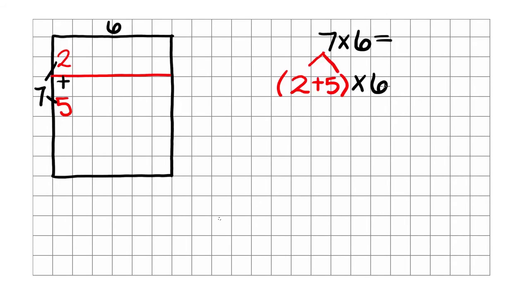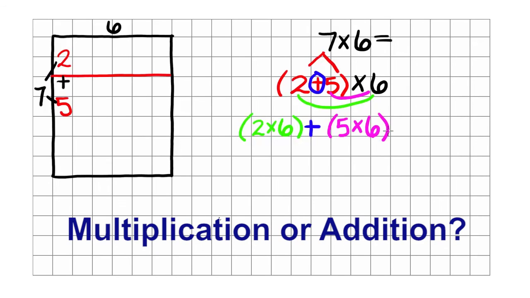I'm going to still multiply that by the 6. I know the distributive property says that both the 5 and the 2 must be multiplied by the 6. So first I'm going to multiply the 2 by 6. Then remember to add. And then I'm going to multiply the 5 by the 6 using the distributive property. Now I need to remember order of operations and think, do I multiply or add first?